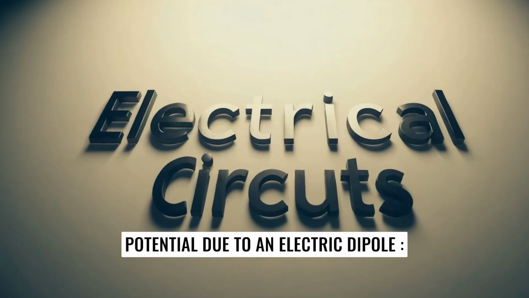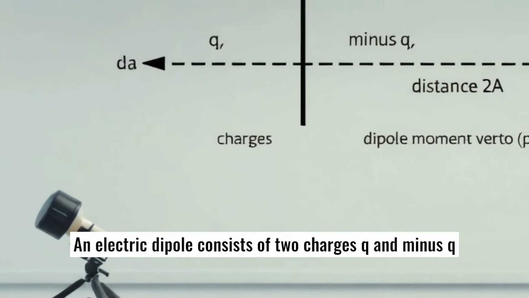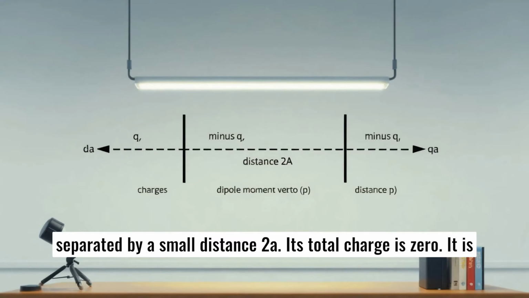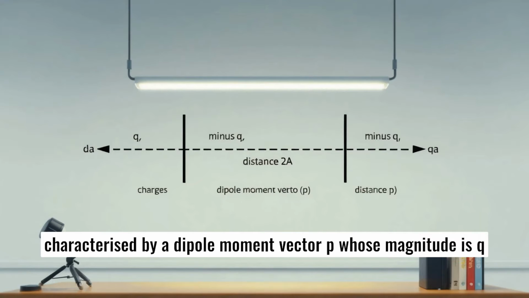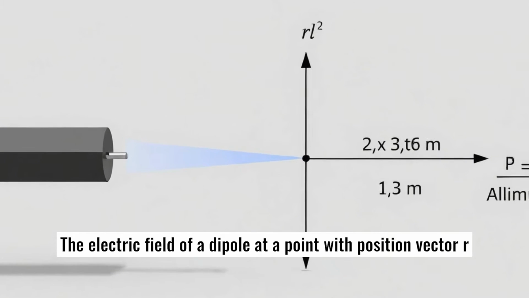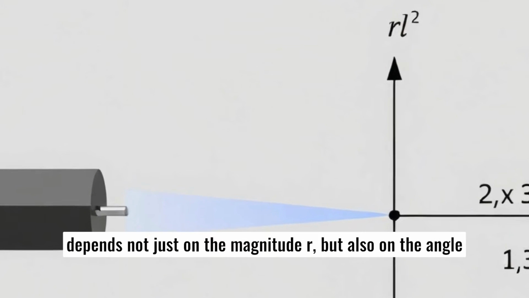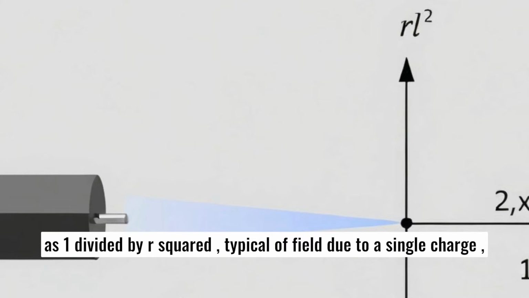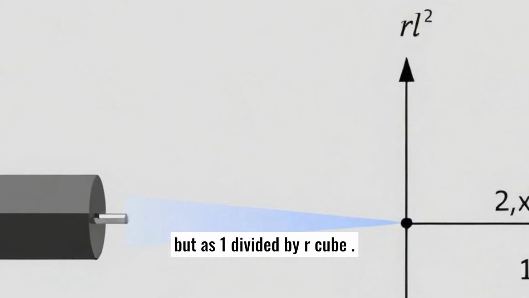Potential due to an electric dipole. An electric dipole consists of two charges Q and minus Q separated by a small distance 2a. Its total charge is 0. It is characterized by a dipole moment vector p whose magnitude is Q into 2a and which points in the direction from minus Q to Q. The electric field of a dipole at a point with position vector r depends not just on the magnitude r, but also on the angle between r and p. Further, the field falls off at large distance, not as 1 divided by r squared, typical of field due to a single charge, but as 1 divided by r cubed.